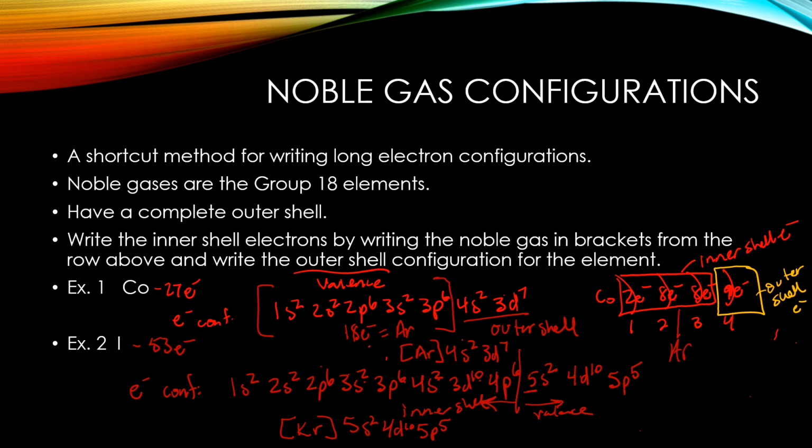So you can use the noble gas configuration only when asked for. If you're not specifically told to write the noble gas configuration, then do the electron configuration instead.